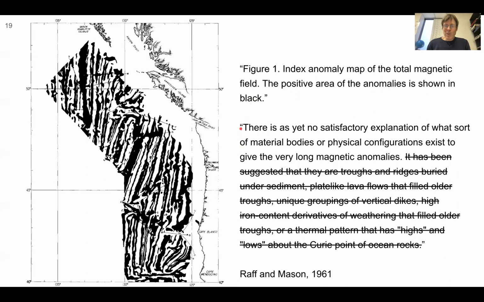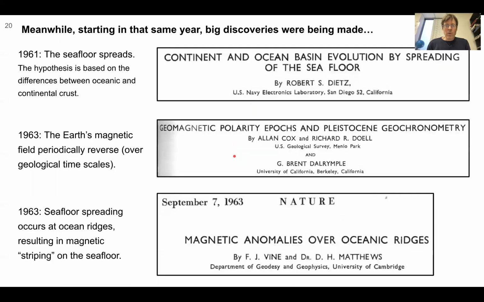This first statement is true. The authors were acknowledging this doesn't quite make sense with the observations they have. So they were onto something. And it was this critical data set that led to some great discoveries. So meanwhile, starting in that same year, big discoveries were being made.